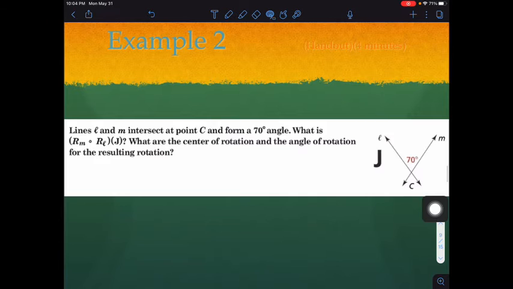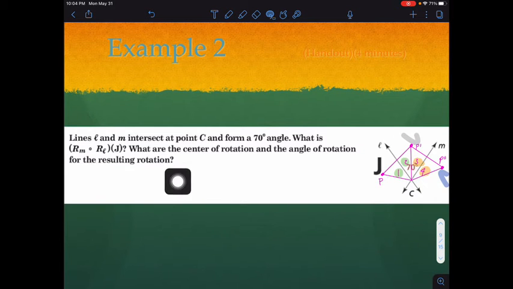Example 2 says lines L and M intersect at point C to form a 70-degree angle. So here's line L, line M, they intersect right here at this point C and create a 70-degree angle. What is the reflection over line M of the reflection over line L of the figure J? What are the center of rotation and the angle of rotation for the resulting rotation?